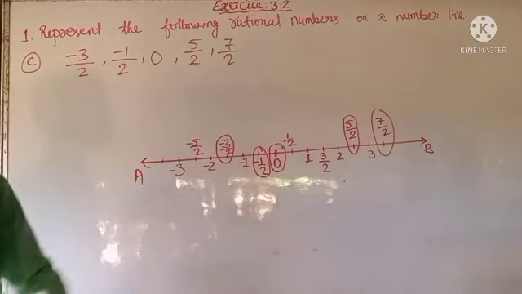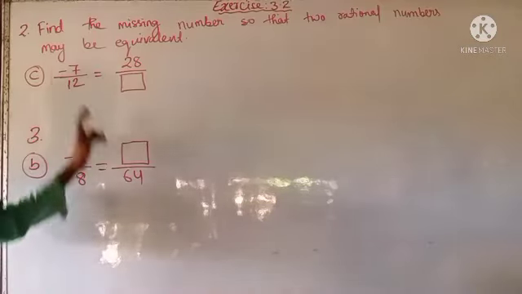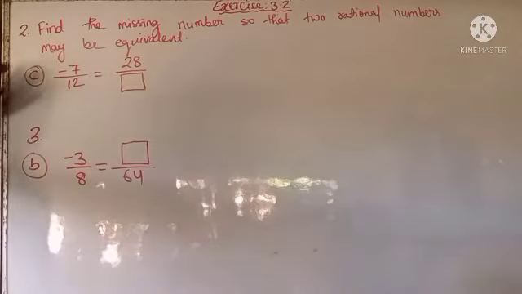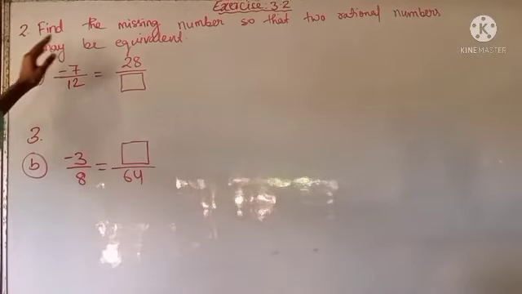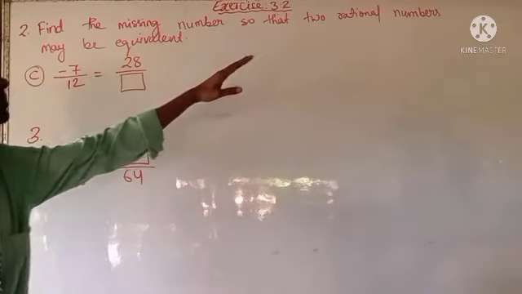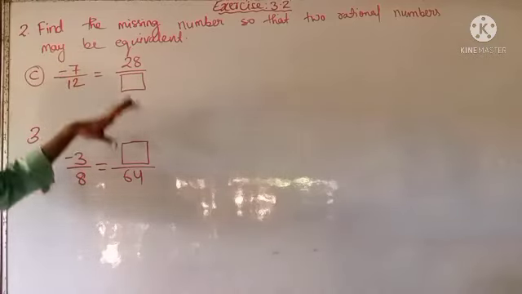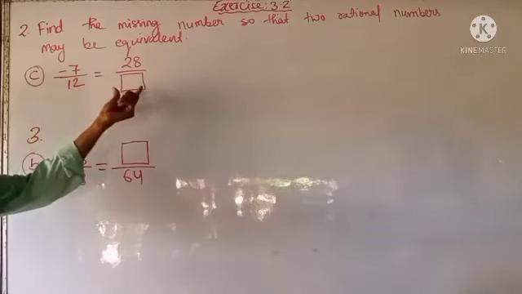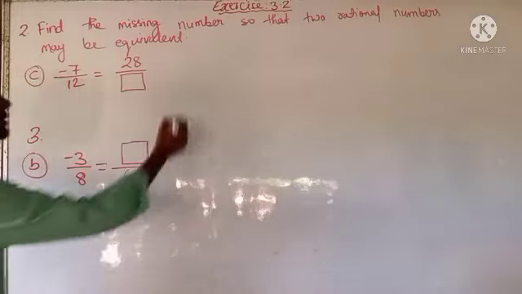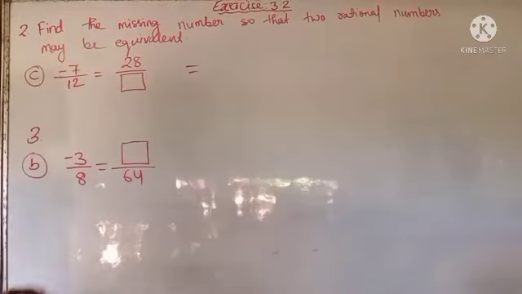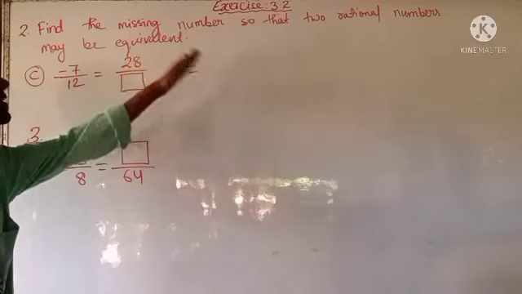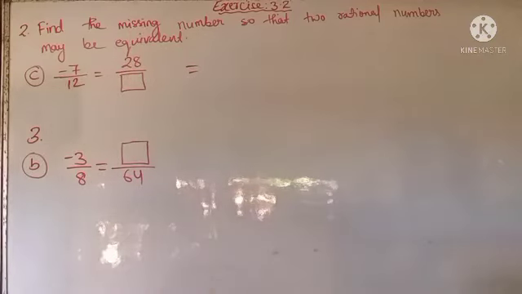Now let me show you question number 2. Here question number 2 and 3 are both the same. So I have taken one option from question number 2 and one option from question number 3. Find the missing number so that the two rational numbers may be equivalent. That means these two rational numbers become equivalent fractions. For that, what value will we place here? That is asked. As I have said, an equivalent fraction, an equivalent rational number, we can obtain by either multiplying or dividing both the numerator and the denominator.